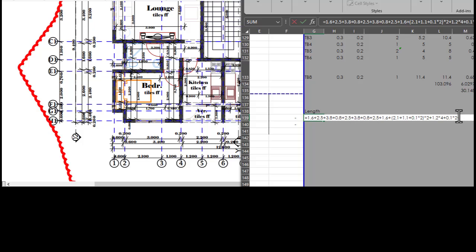Okay, let's see what that comes to. 2.1 plus 1.1 plus another 1.2, and then we add the 0.1 times 2 for the reason that I've just explained. And this one is identical to the other portion, to the last end.